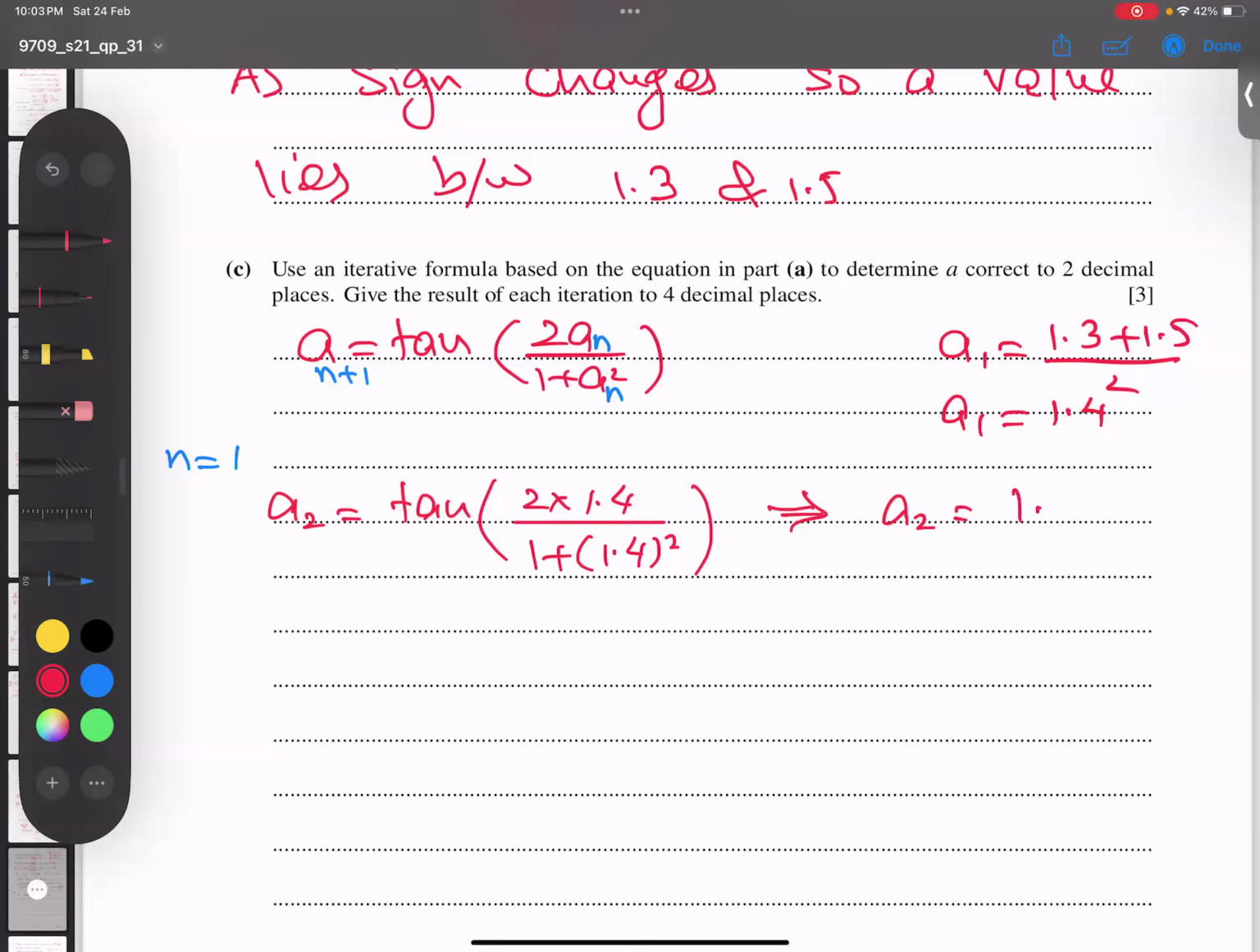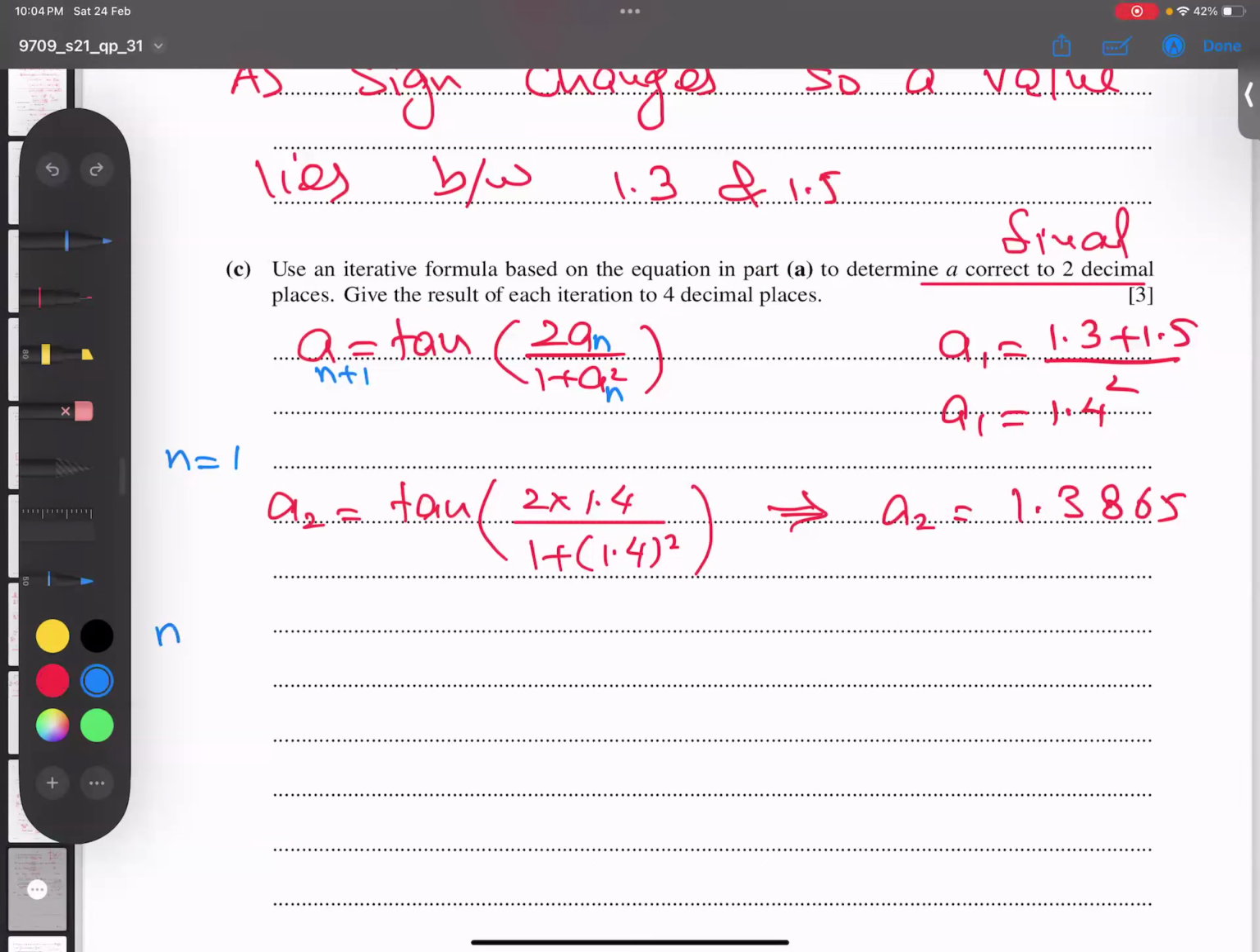My answer is coming 1.3865. Make sure you give the final answer to 2 dp, but each working answer to 4 dp. That is why I wrote 4 decimal places.